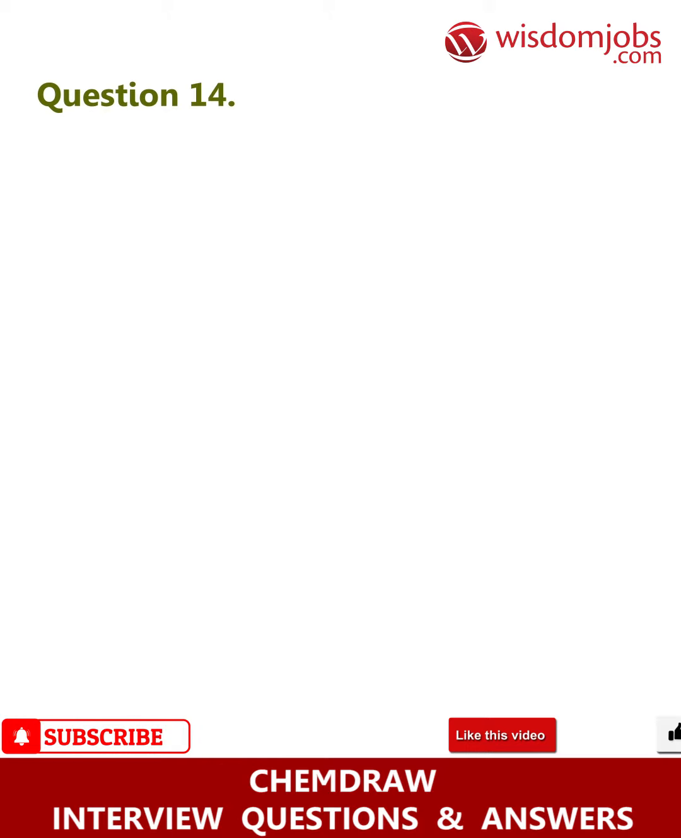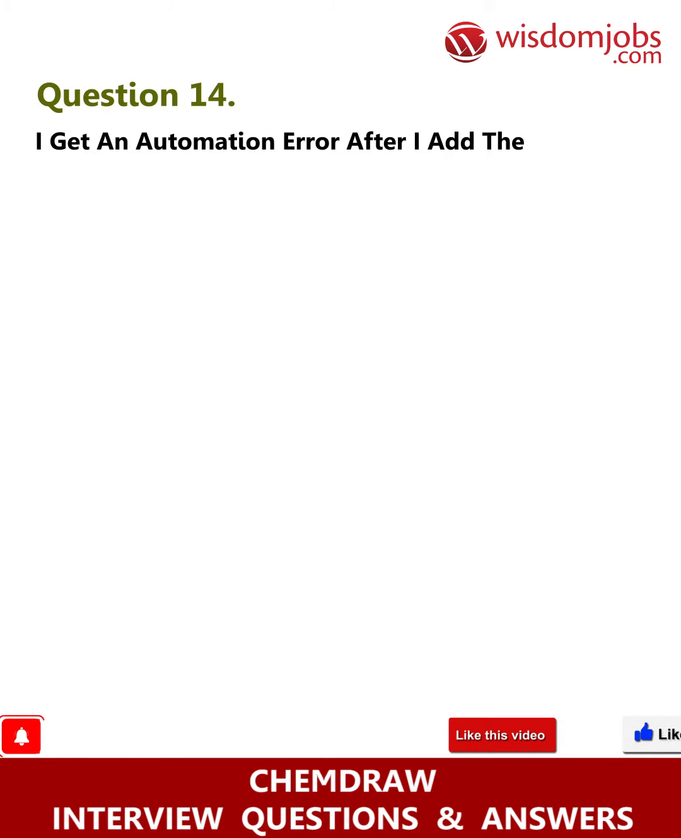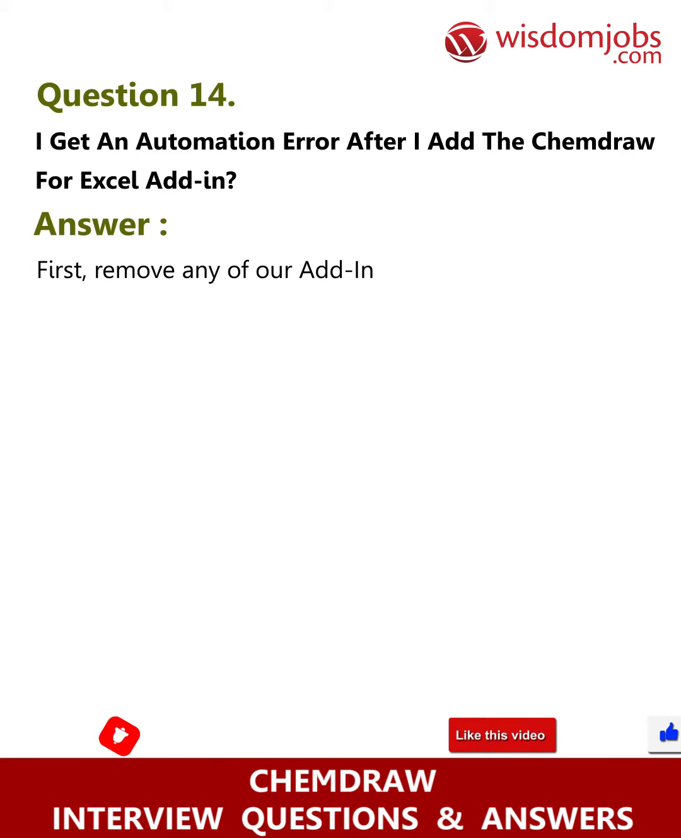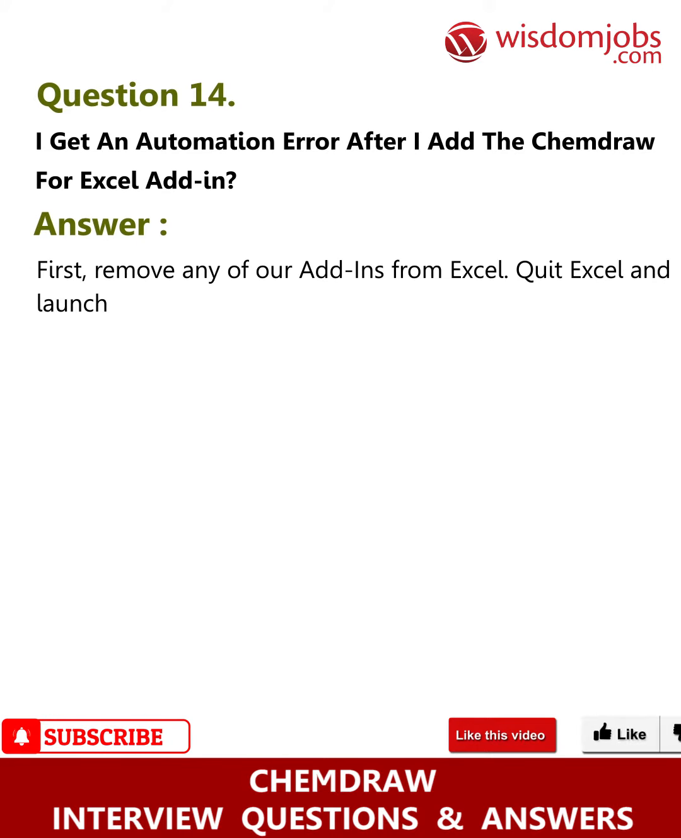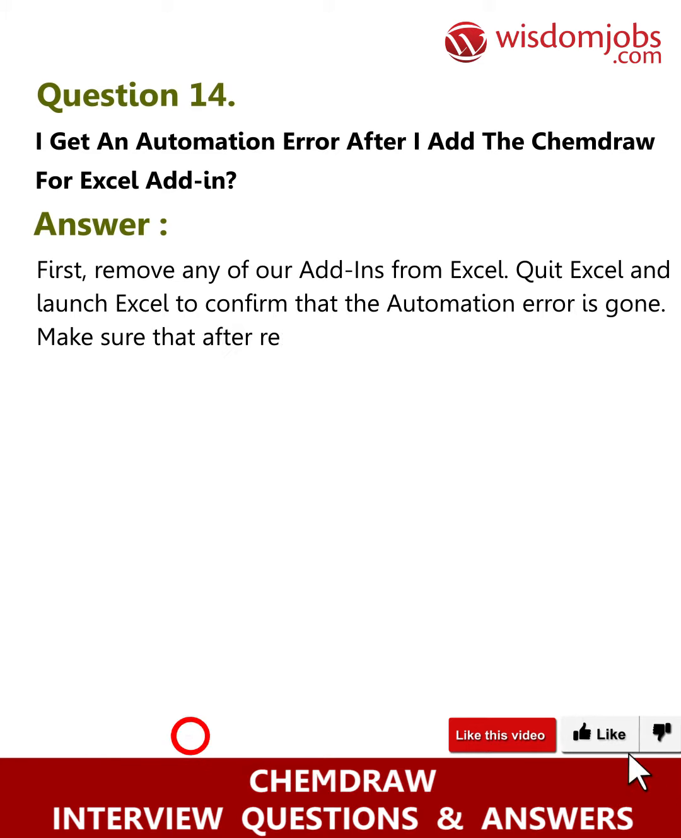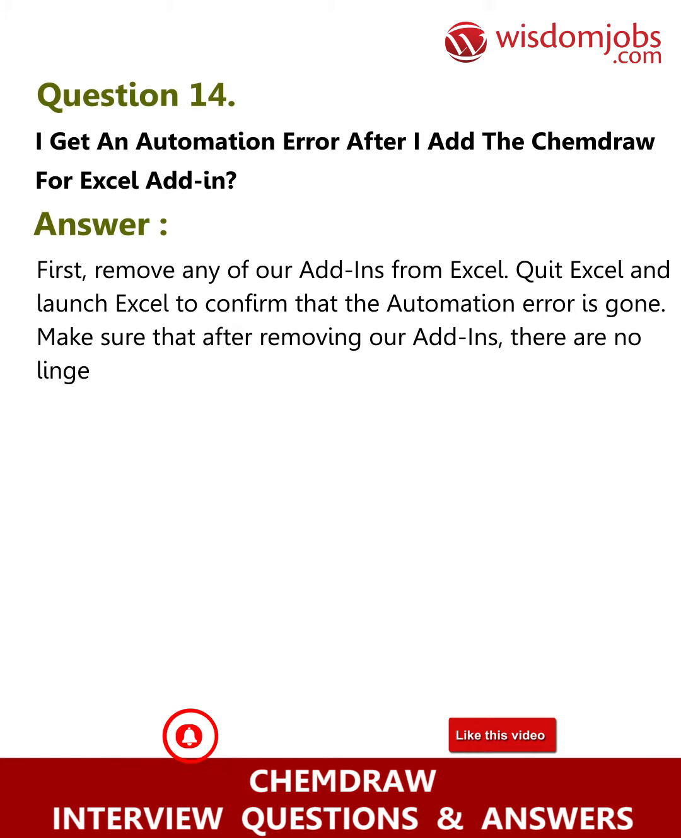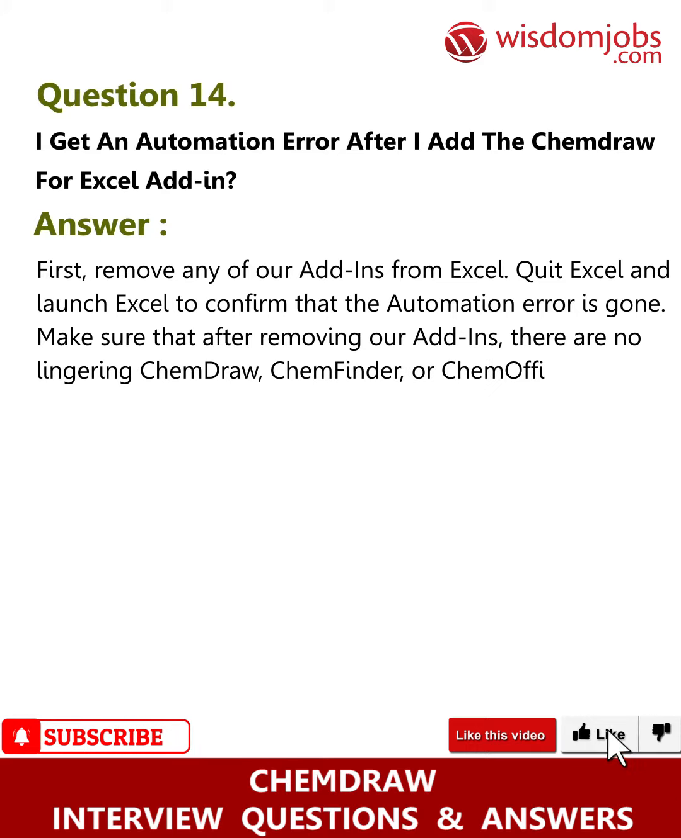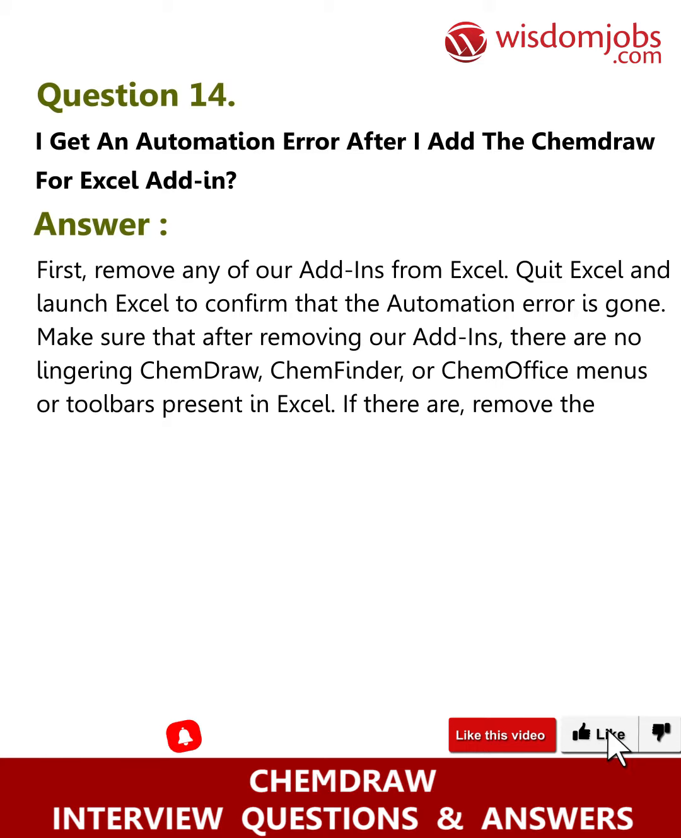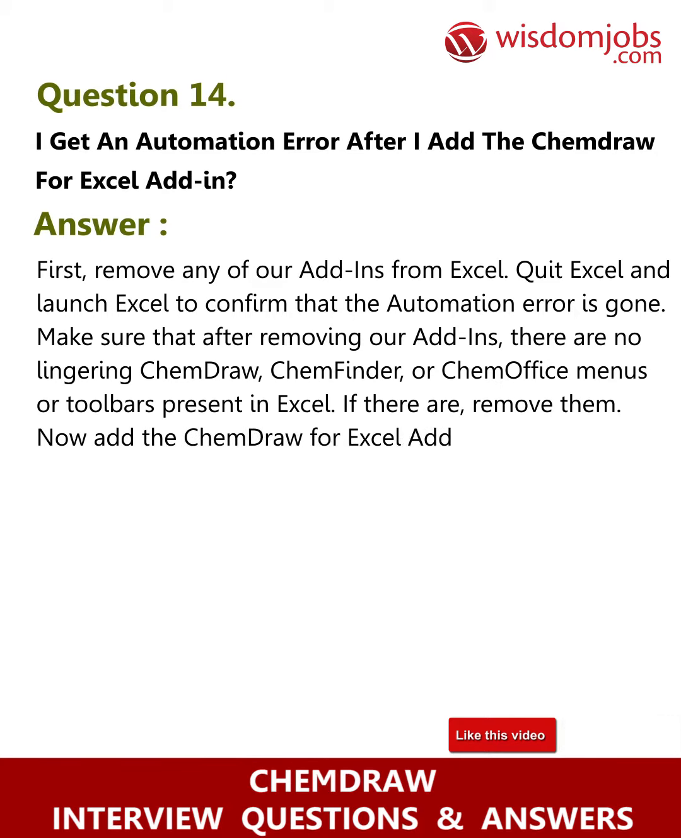Question 14. I get an automation error after I add the ChemDraw for Excel add-in. Answer. First, remove any of our add-ins from Excel. Quit Excel and launch Excel to confirm that the automation error is gone. Make sure that after removing our add-ins, there are no lingering ChemDraw, ChemFinder, or ChemOffice menus or toolbars present in Excel. If there are, remove them. Now add the ChemDraw for Excel add-in back and retest.